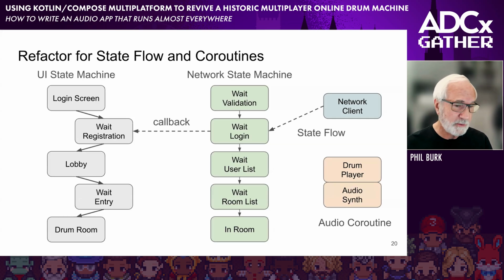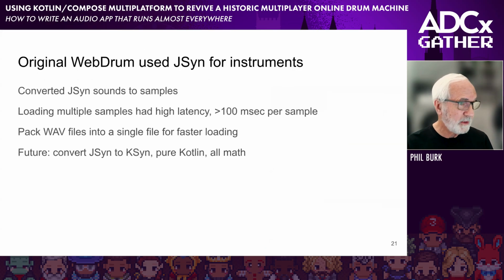And then there's another coroutine that's actually doing the sequencing and the drum audio synthesis. Another difference is that the original WebDrum used JSyn for instruments, which is a Java synthesizer that was also written back in the 90s. Because it's Java, it won't get converted to WebAssembly. Kotlin can target all these various WebAssembly, native code, or Java bytecode, but it has to be Kotlin.